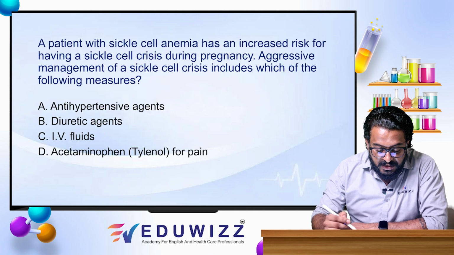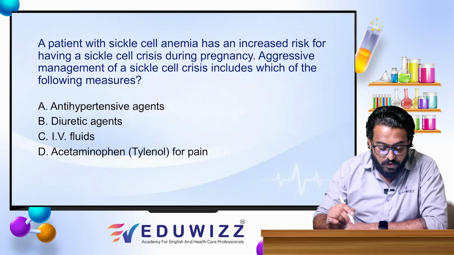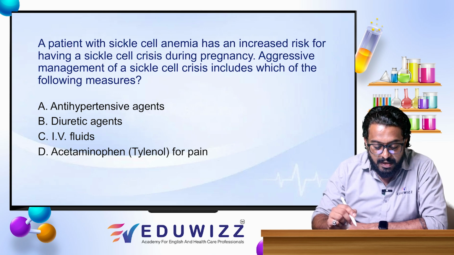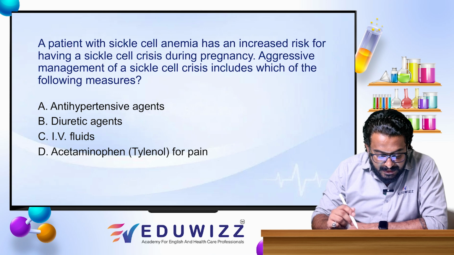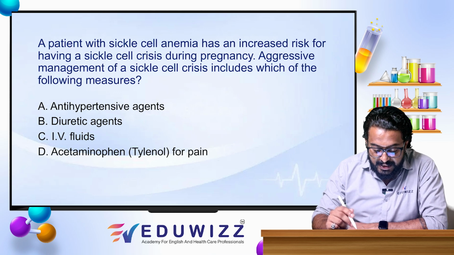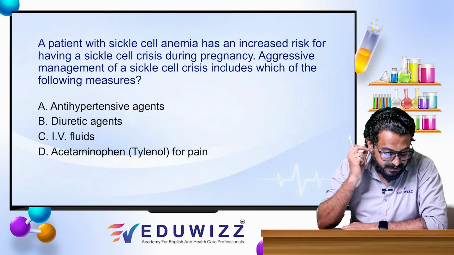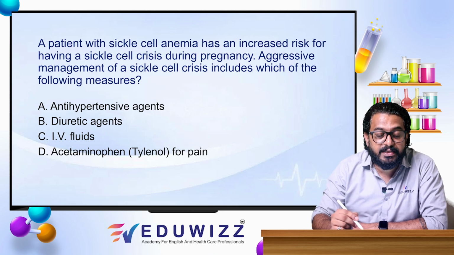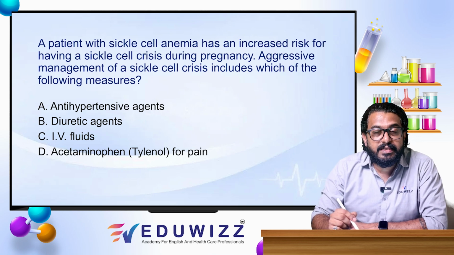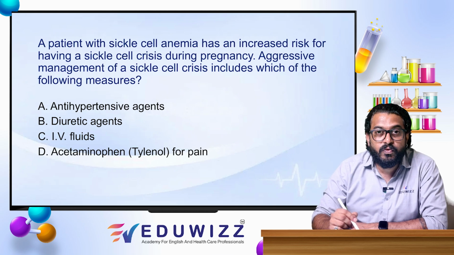Next question. A patient with sickle cell anemia has an increased risk for having a sickle cell crisis during pregnancy. Aggressive management of a sickle cell crisis includes which of the following measures? A. Antihypertensive agents, B. Diuretic agents, C. IV fluids, and D. Acetaminophen for pain.